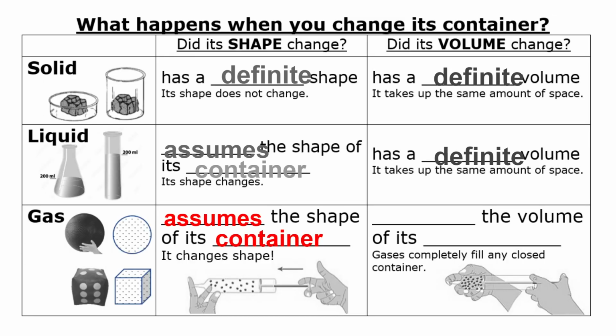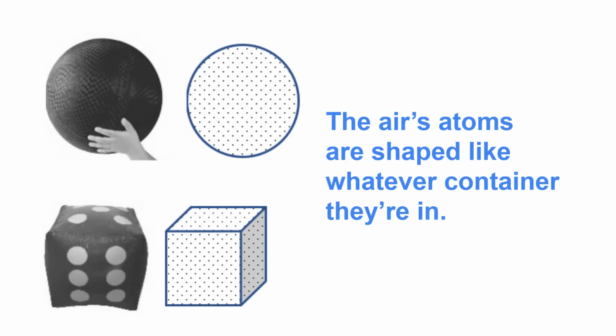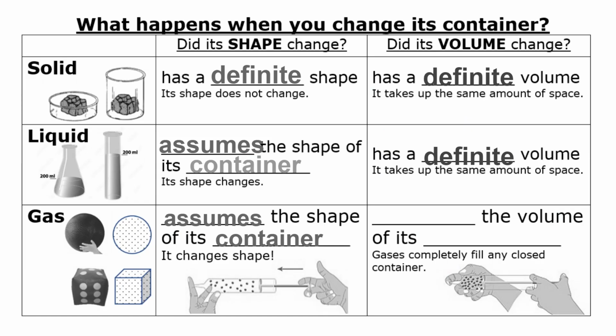Let's look at gases. Gases, just like liquids, assume the shape of their container. They do change shape or assume the shape of their container. So the air's atoms are shaped like whatever container they're in. So in our playground ball, the air's atoms are shaped like a sphere. If we were to put that same air in an inflatable cube, then those air's atoms are going to be shaped like a cube.